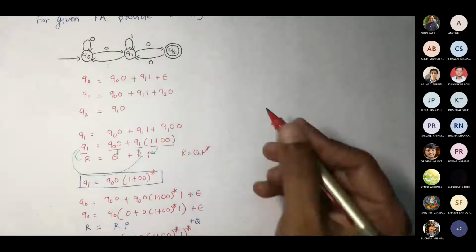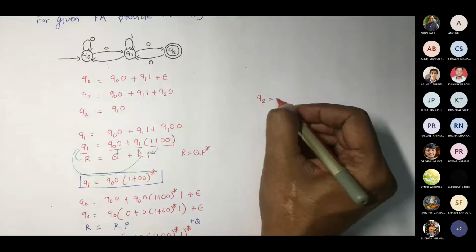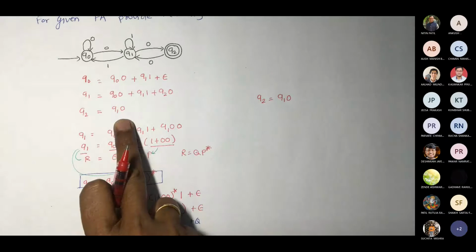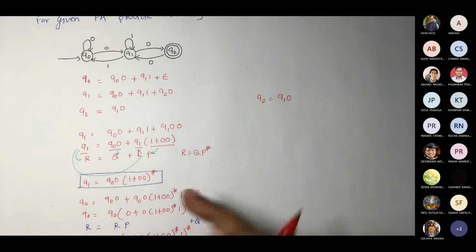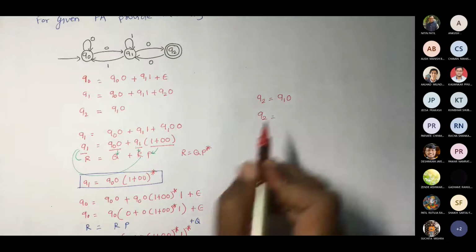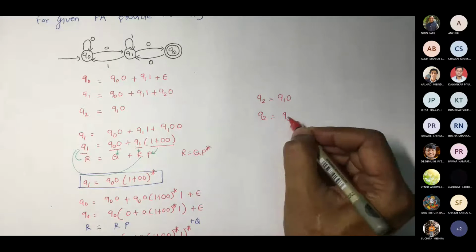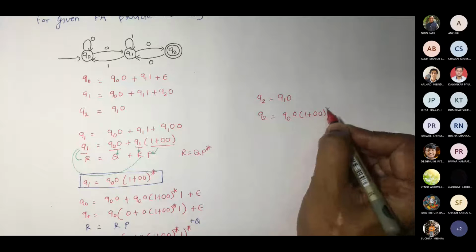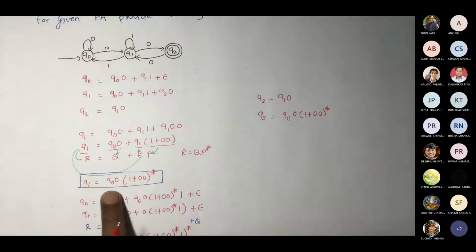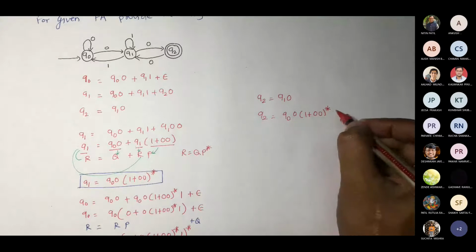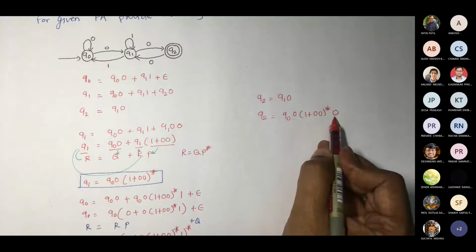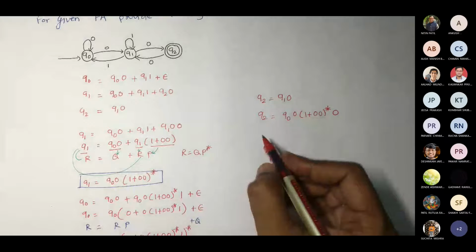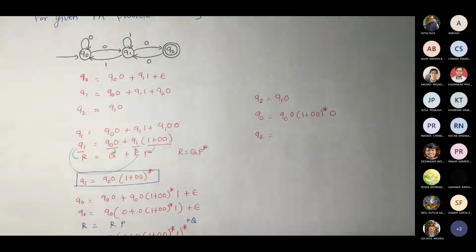Now let me work it out. So I have Q2 as Q1 0. Correct? This one. Now I have the Q1 value, so let me put it like this: Q0 0 1 plus 0 0 star. Correct? This one. And then this last 0 is carried forward. This Q1 was replaced by this value. Now Q2.